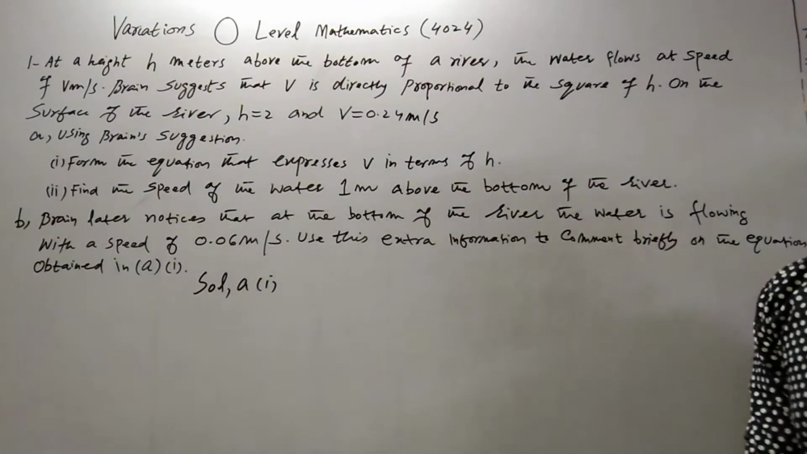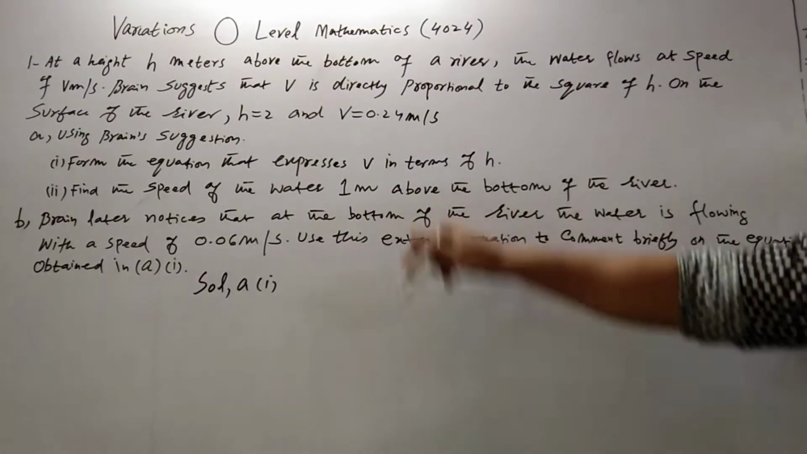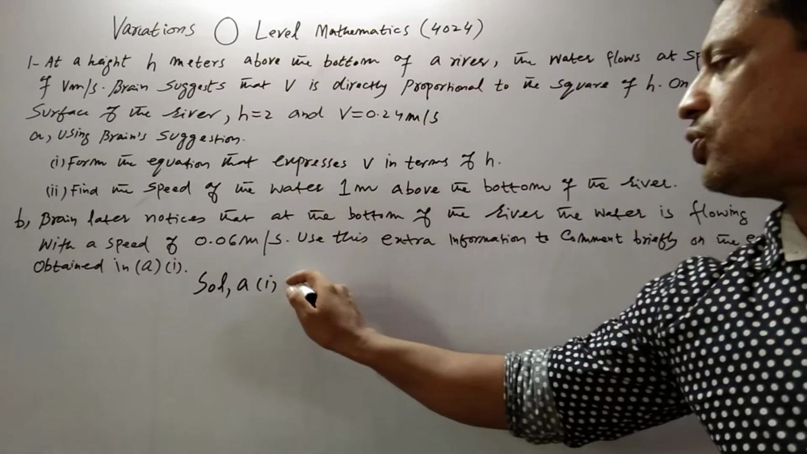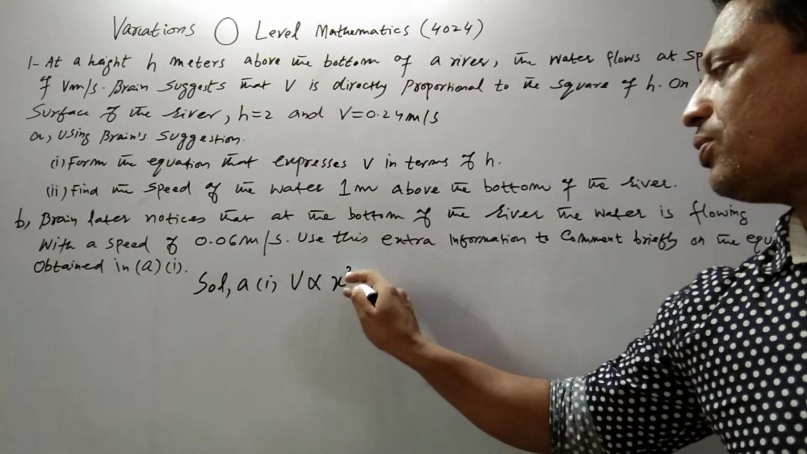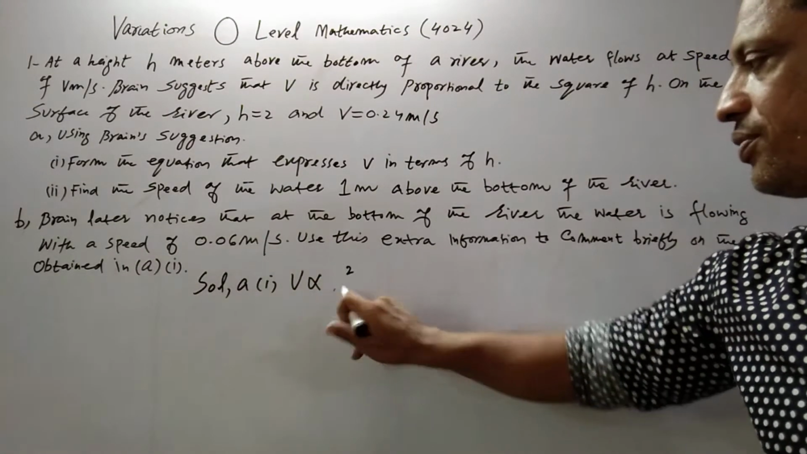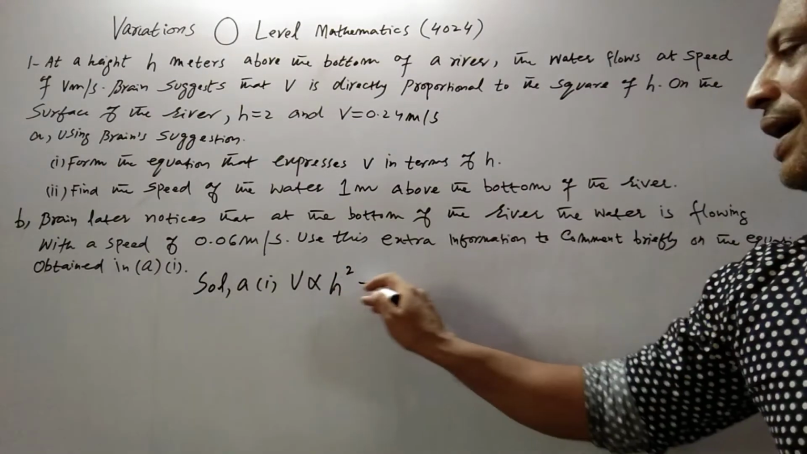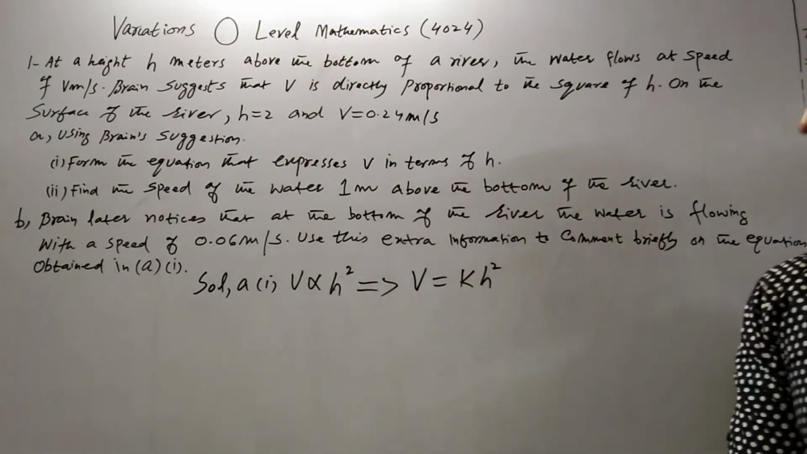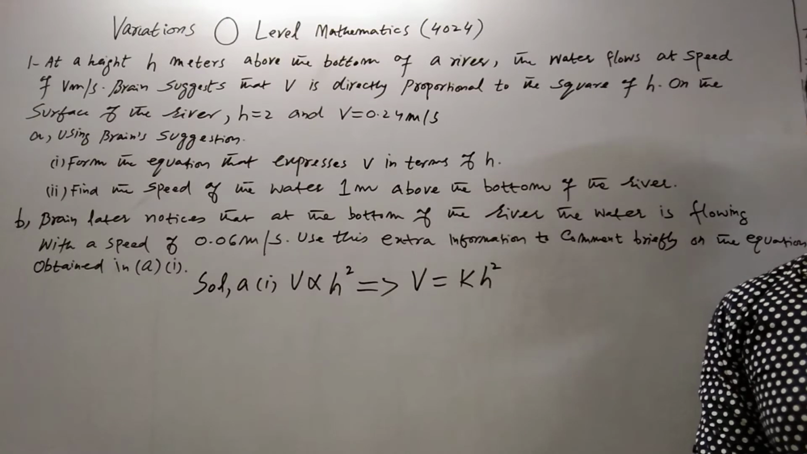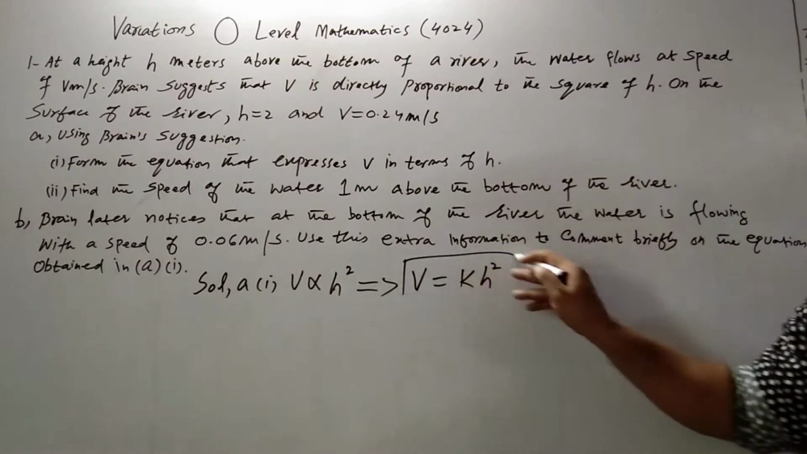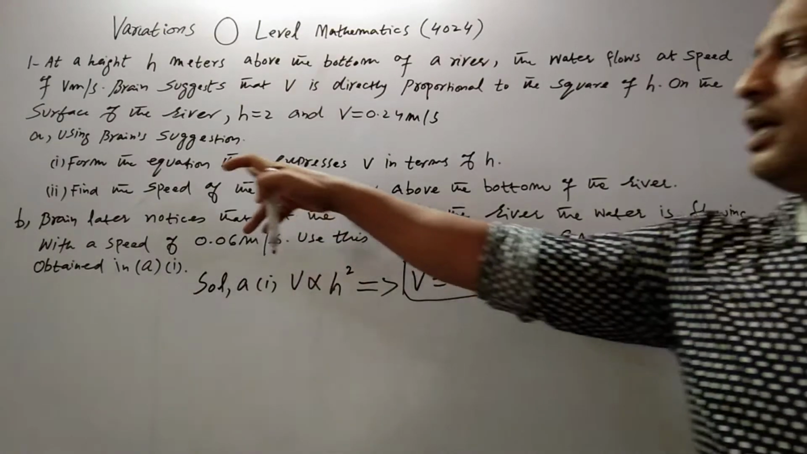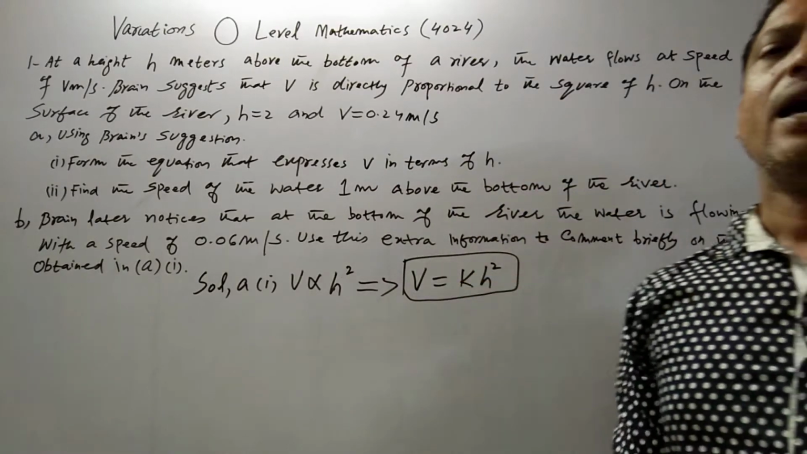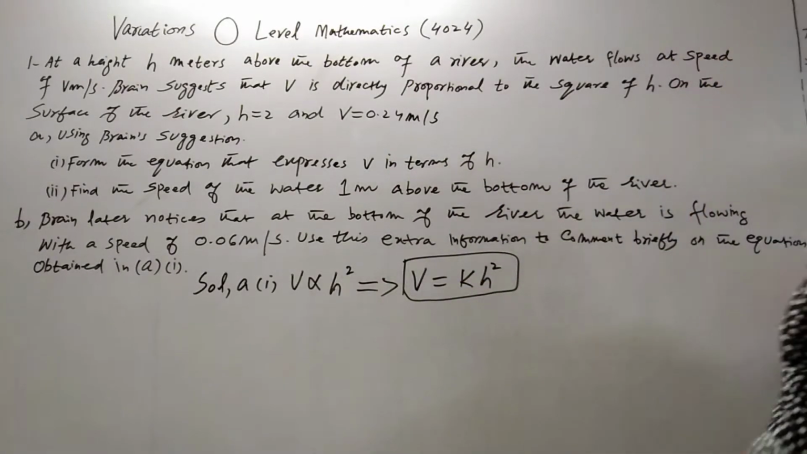Solution A1. How to form the equation? Brain suggests v is directly proportional to the square of h. So v is directly proportional to h square. This implies that v is equal to k h square. This k is the constant of proportionality. Form the equation that expresses v in terms of h, so this is our required equation, v equals k h square.